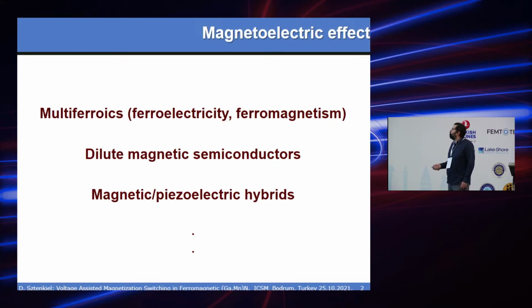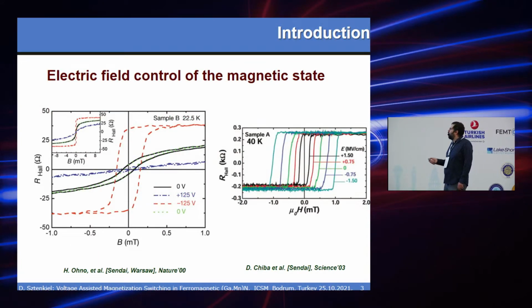So the magnetoelectric effect has already been observed in many materials, like multiferroics, dilute magnetic semiconductors, and magnetic piezoelectric hybrids. For example, here is electric field control of the magnetic properties in indium manganese arsenide. Here we see an electric field induced transition from the ferromagnetic to the paramagnetic state in this material, or electric field control of the coercive field in the ferromagnetic state.